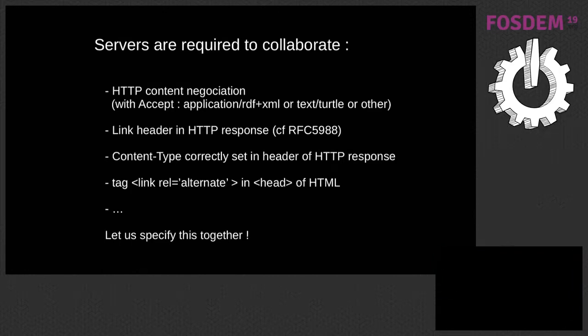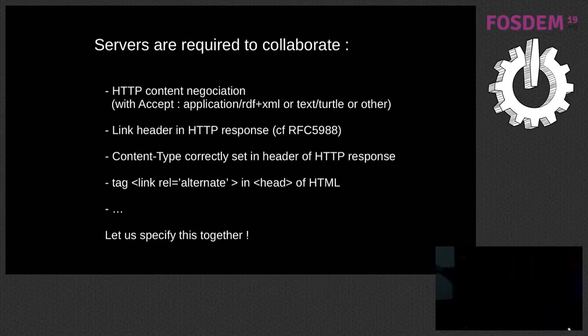So what do we have today to make this work? We have HTTP content negotiation. For example, the browser, in this case the extension, can in the HTTP request say, I would like application RDF instead of HTML. Or it could say, I want text turtle, and there are other MIME types that would work for sending data like this.